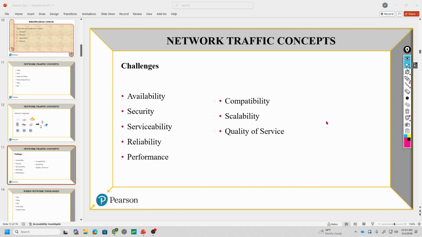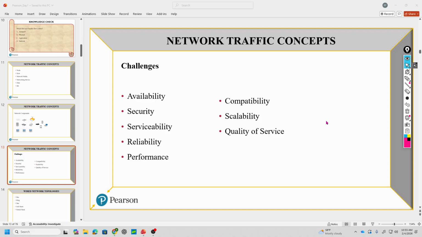Now, what are some of the challenges? Well, availability, right off the bat. We always want to have high availability so that my users have access to whatever resources that they have permission to access. Security is definitely a challenge, especially in today's environment. Serviceability. What is my ability to upgrade or update that device? Some devices, most devices, are what we call mutable, meaning I can update them, I can access the source code if I need to, I can change some things.